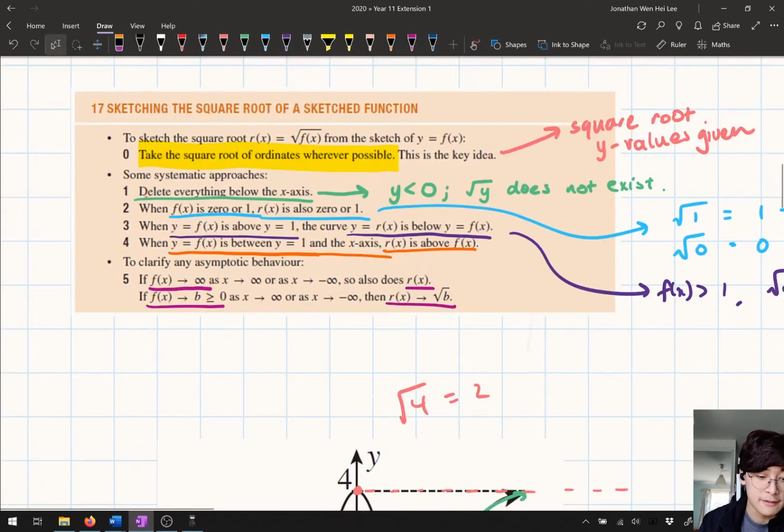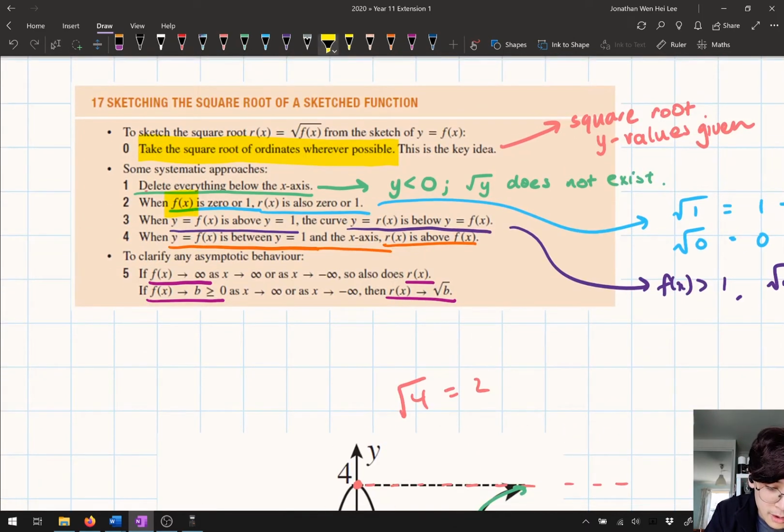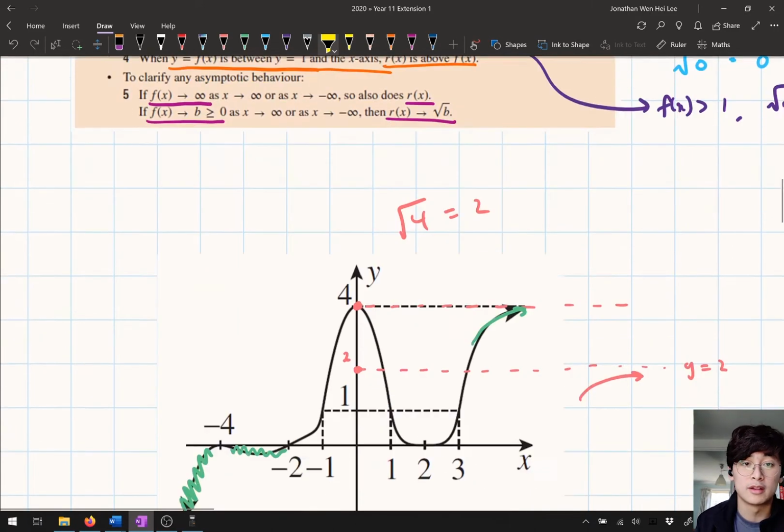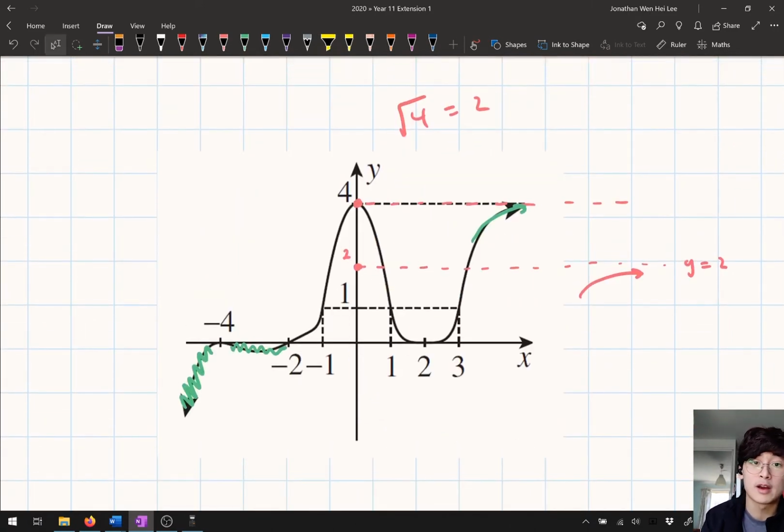Second dot point. When f of x is equal to 0 or 1, r of x is also equal to 0 or 1. What this means is wherever I see an x-intercept on the graph, I'm also going to have an x-intercept on my square root graph. So where do I see x-intercepts? Well, I see a point here at -4, so I'm going to have a point at -4 all by itself. There's no graph either side of it.